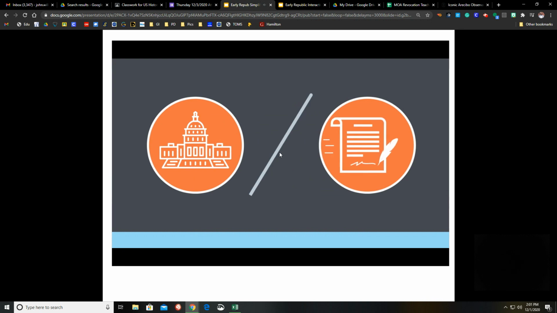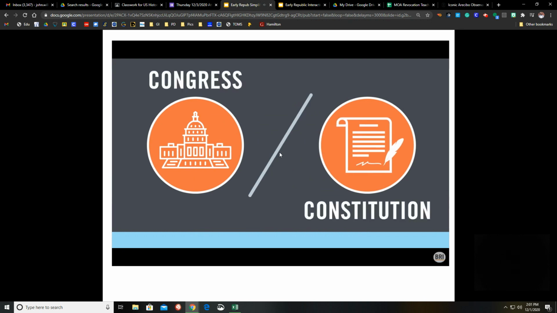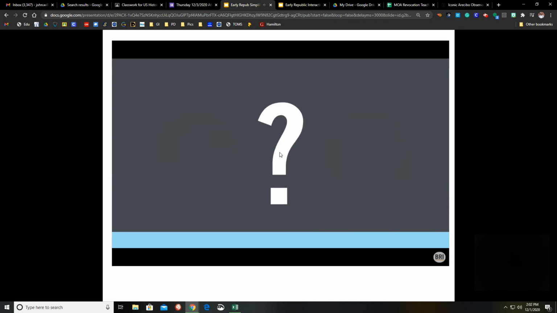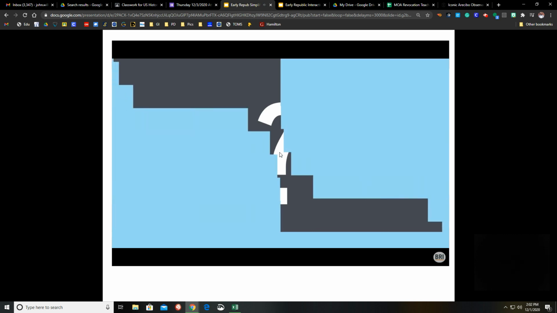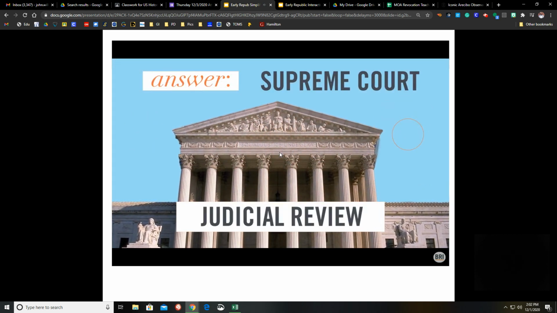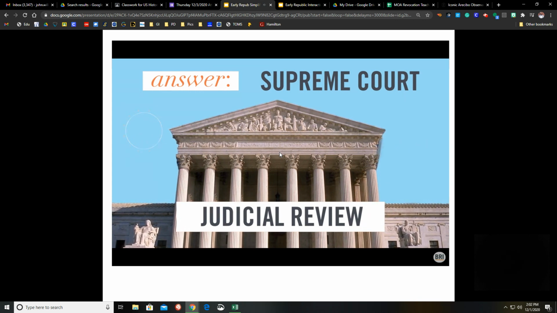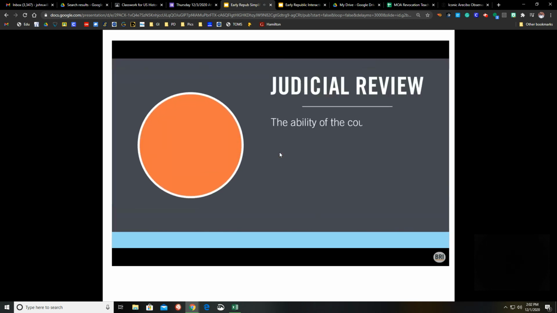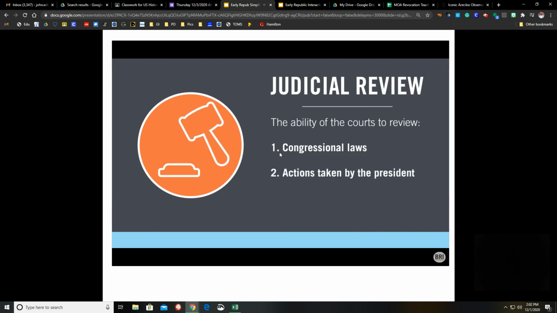When there's a clash between a law of Congress and the Constitution, who gets to decide what's constitutional? The answer now is the Supreme Court, thanks to the principle of judicial review. What is judicial review, you ask? It's the ability of the federal courts to review congressional laws, actions taken by the president, and laws and actions of the states for constitutionality.